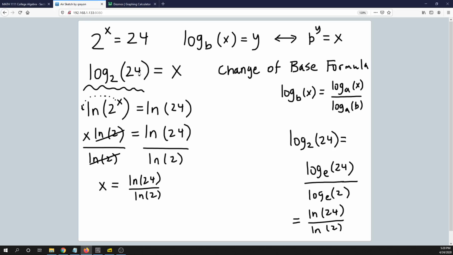But the one downside to this method is that if you're only using your calculator and you need a decimal answer, which for the Newton problems you're going to need, then you either have to use Desmos. If you only have your calculator, then you'll have to use one of these other methods over here. Okay. All right.